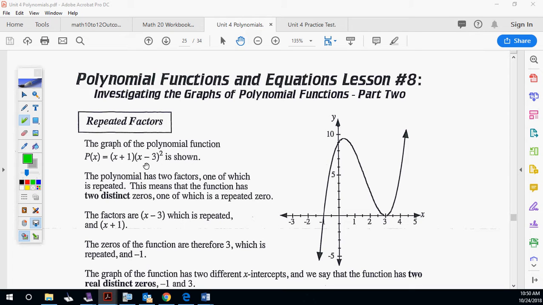Lesson 8, investigating the graphs of polynomial functions, part 2. So repeated factors we're going to talk about. Now think about this. When you have a perfect square quadratic where it's just x minus 2 squared, what's that parabola do? Do you remember? What's the parabola do when it's a perfect square? Like in terms of what's the graph look like?